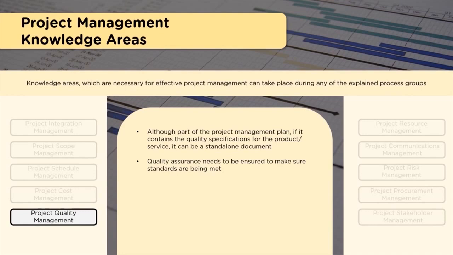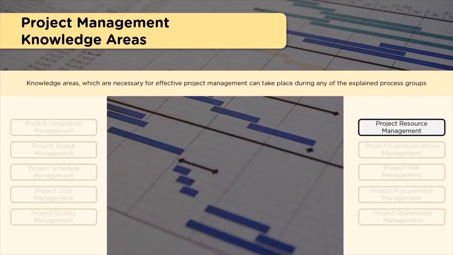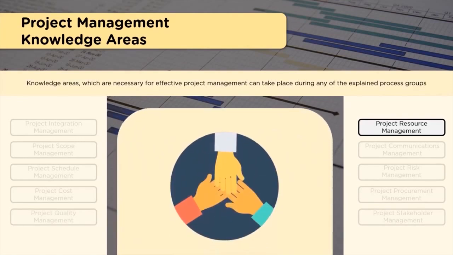In execution, I'm saying. So project quality management will have the processes like plan quality management, manage quality and control quality. So plan quality management is part of the planning process group. Manage quality is part of the executing process group, whereas control quality is part of the monitoring and controlling process group. So the next knowledge area to look at is project resource management. So when we say resource, by default we think about human resources. So that's how the knowledge area was in the 5th edition.